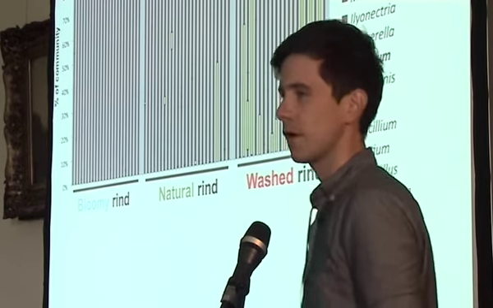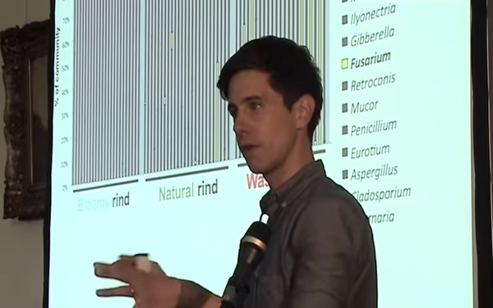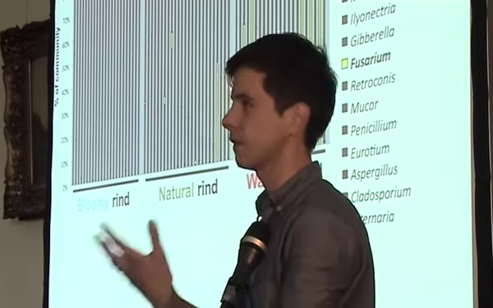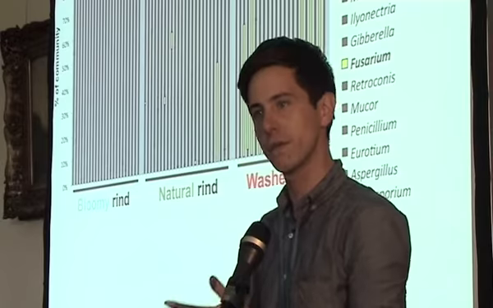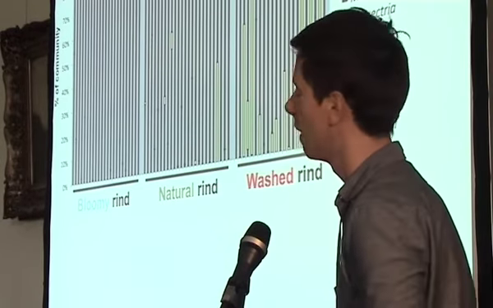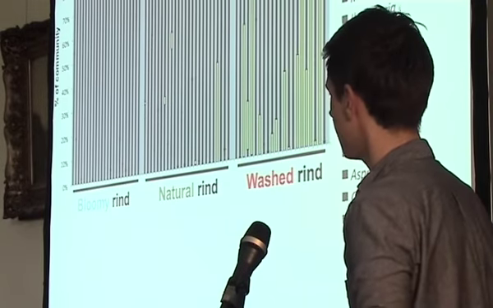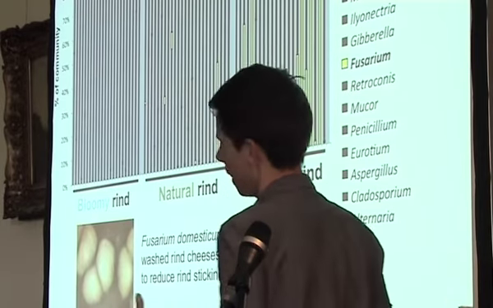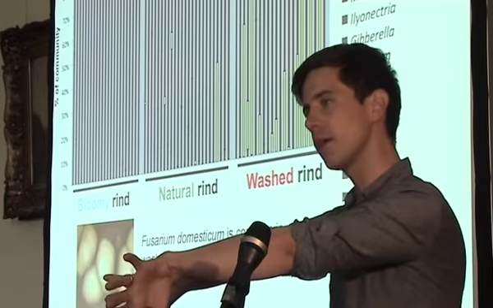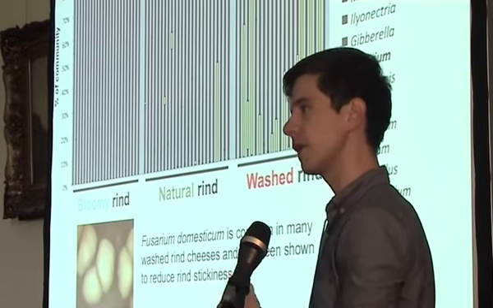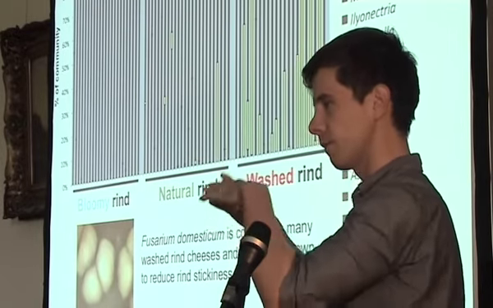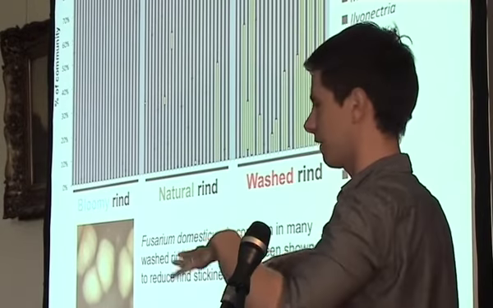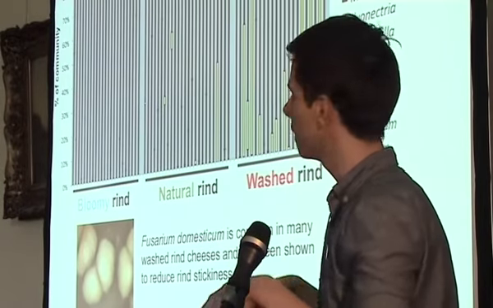And most of the things on a washed rind cheese are not filamentous. They don't grow like a mold because it's being washed, and it's a bad place to be a mold if you're continuously being washed. We find yeasts and bacteria. But we ended up finding this thing called Fusarium domesticum. And this is a mold that actually burrows into the agar when we grow it in the lab. And so what we think it's doing is it probably grows sort of below the rind. It's actually kind of being protected from the washing.